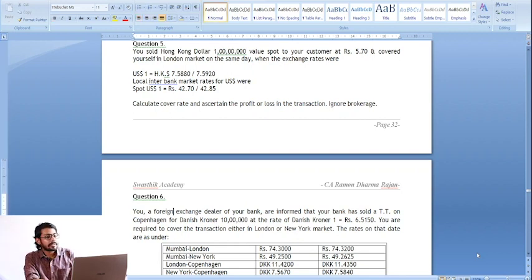Question number 6 you have to do on your own, and question number 6 is a day before exam question. It's a beautiful question. It's a wonderful question. Question number 6 you have to do it on your own. Question number 5 we will discuss. Shall we? Now, question number 5.